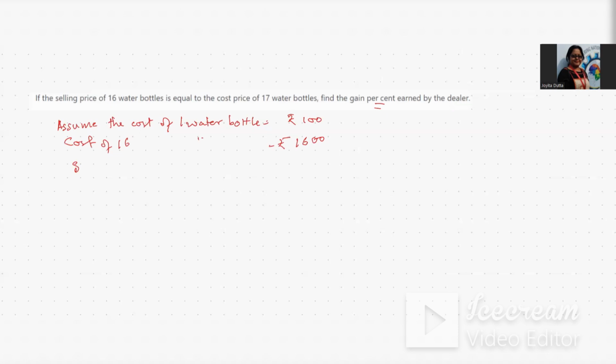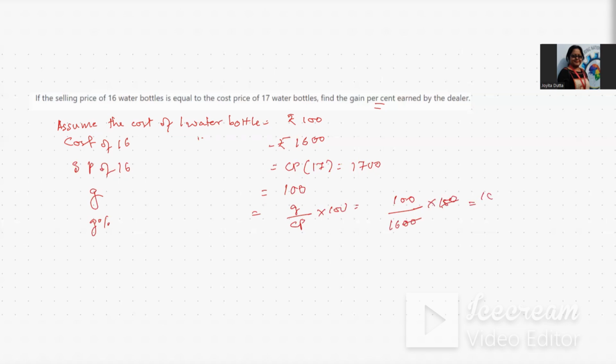And what is the selling price? Selling price of 16 water bottles is equal to the cost price of 17 water bottles. That is equal to 1700. So in this case, what is the gain that it is having? Gain is 100 rupees. So what is the gain percent? Gain percent is nothing but the gain divided by CP into 100. So gain is 100. What is the cost price? Cost price is 1600 into 100 I will be doing. So 100 by 16. So that will be my gain percentage. So I will have 4, 4s are 16 and 4 is 25. 25 by 4 I will have 6, 4s are 24. So 6.25 percent is my gain percentage. Okay.